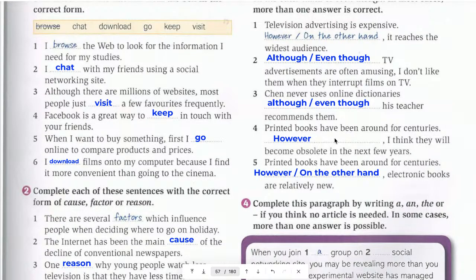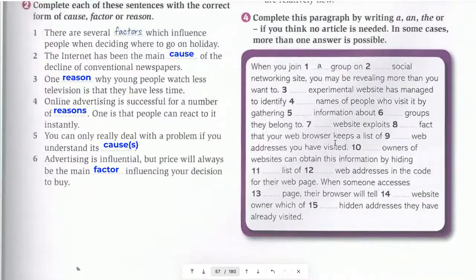Alright, if you don't have any other questions, then let's move on to exercise 4. Quỳnh Hương, read that. Complete this paragraph by writing a, an, the, or a dash. A dash here means nothing, if you think no article is needed. In some cases, more than one answer is possible. Just do it. Be very careful with this, because a lot of IELTS candidates make mistakes in terms of articles.